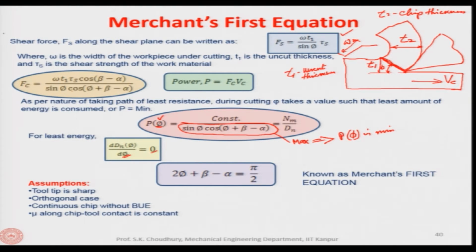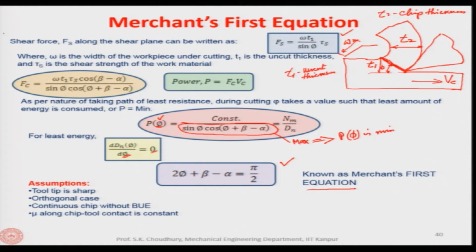If we do that, for sin phi cos of phi plus beta minus alpha, the first derivative gives 2 phi plus beta minus alpha equal to pi by 2. You can find this out by taking the derivative with respect to phi. This is known as Merchant's first equation.